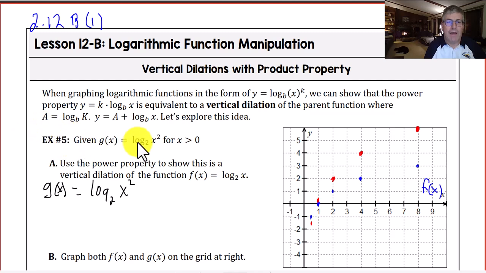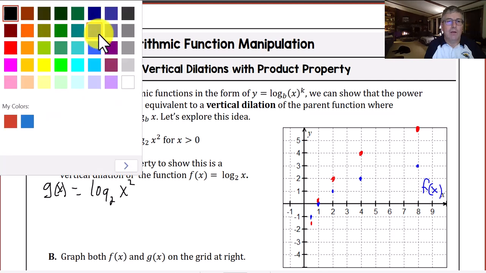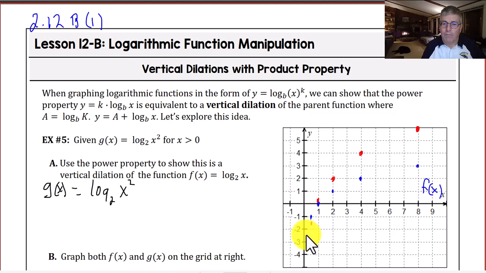In example 5, g of x equals log base 2 of x squared. We want to use the power property to show this is a vertical dilation of the function f of x equals log base 2 of x. So I've taken the liberty to plot the points for log base 2 of x over on the right hand side in blue. So we've got our blue log base 2 of x. That's our original function f of x.